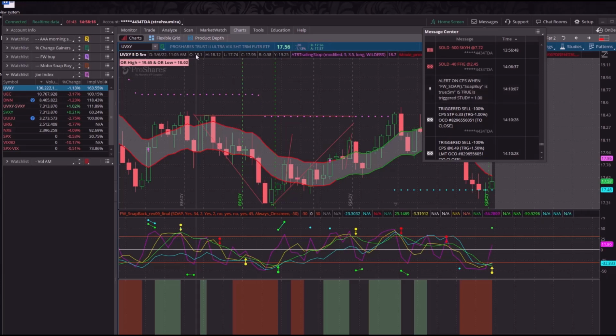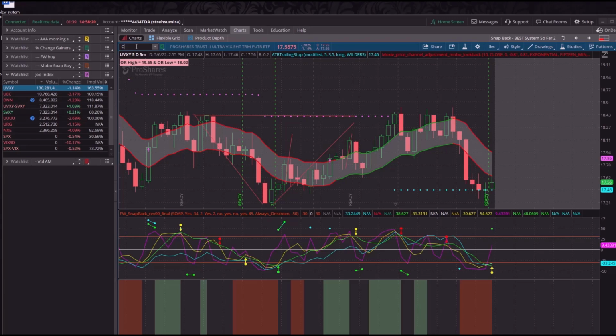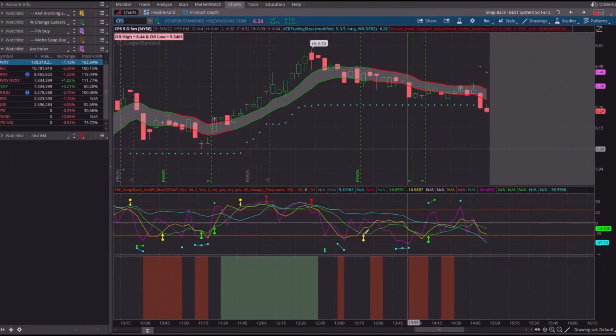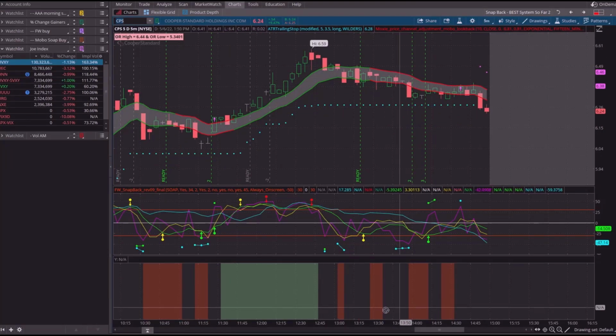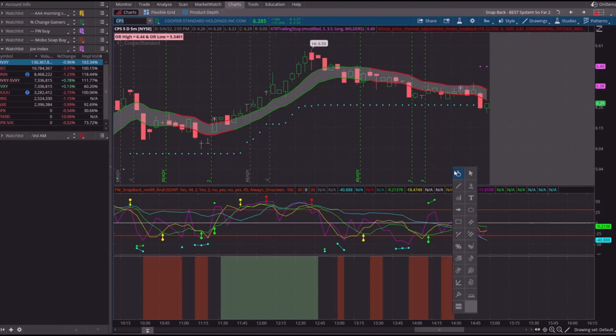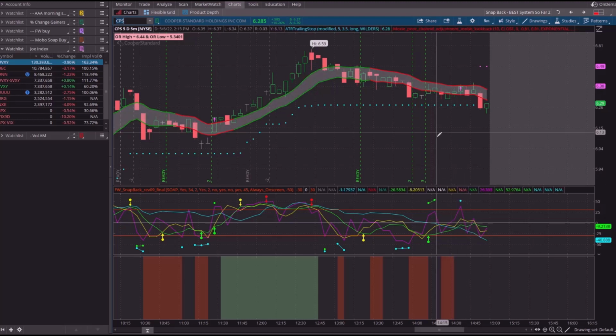Well, let's see what happened. 1410 on CPS, there was a buy alert. So 1410, where are we at here? I have to enlarge this again. All right, 1410. So there was the buy alert. So you can back test and say, okay, in this case, we wouldn't have taken this purchase because of the red lines. But as you go through, that's just another way to back test.